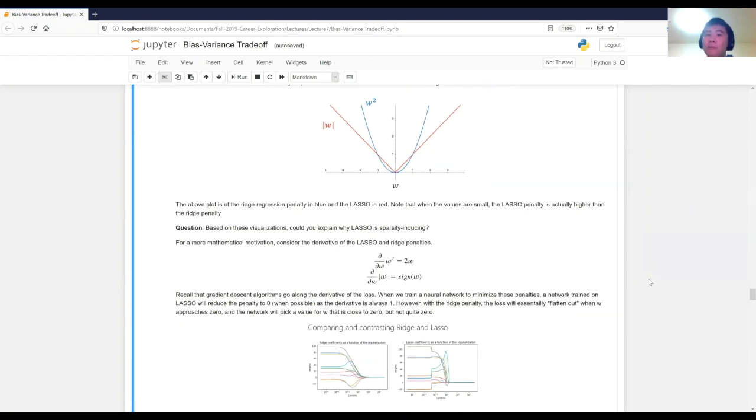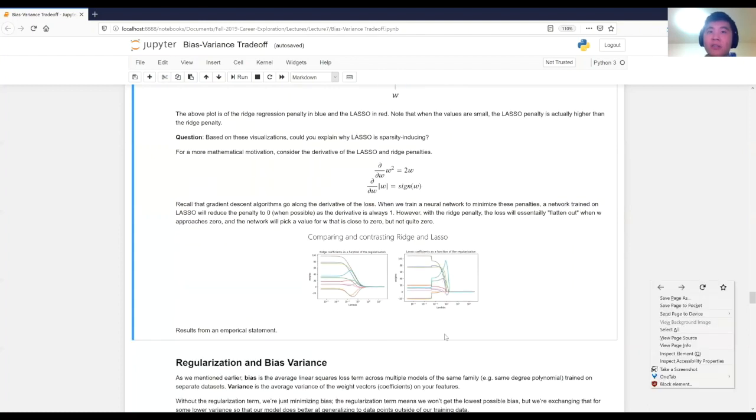However, if we use Lasso, the derivative of our regularization penalty is always going to be either 1 or -1. So the gradient descent algorithm always has some gradient to go along that it doesn't have in ridge regression.